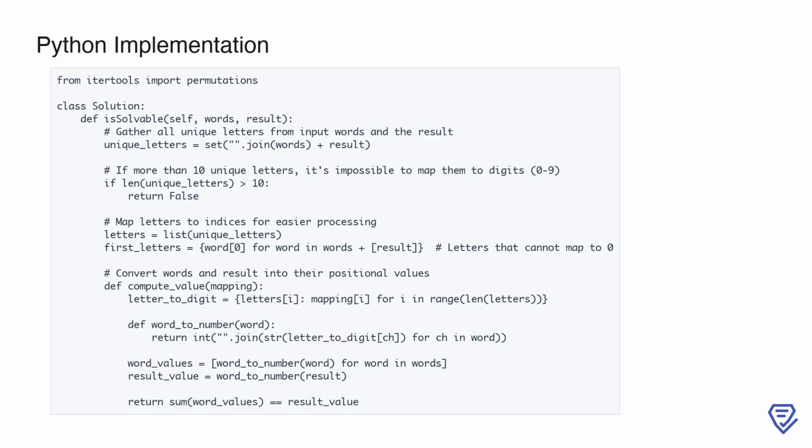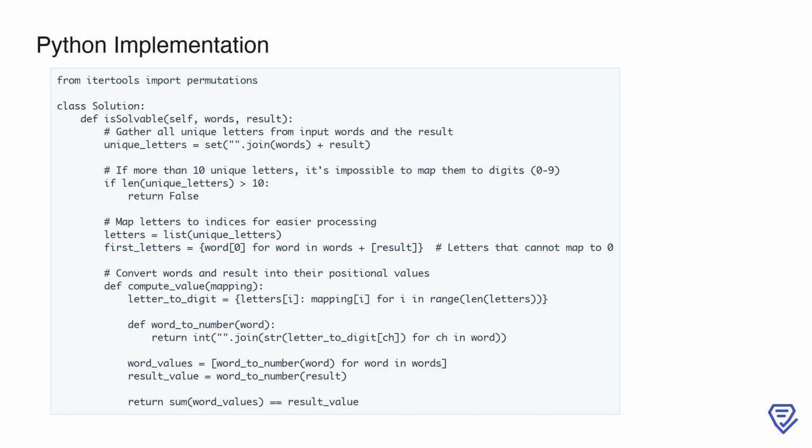Next, we convert the set of unique letters into a list for consistent indexing, and we identify the first letters of all words, including the result. These first letters are important because they cannot map to the digit 0, as that would create invalid leading zeros in the numbers. We then define an inner function, compute_value, which is responsible for checking whether a given mapping of letters to digits satisfies the arithmetic equation.